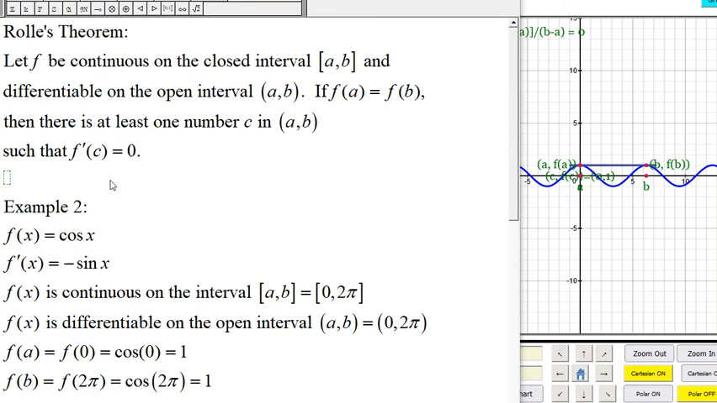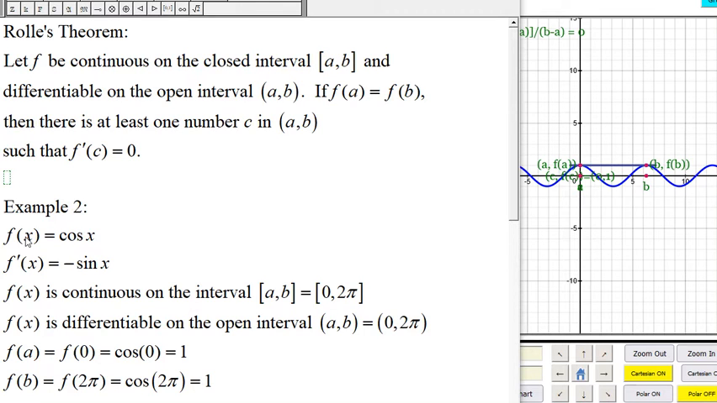In this example, we'll illustrate Rolle's theorem with the function f of x equal to cosine of x. Rolle's theorem says that if we have a function that is continuous on the closed interval [a, b] and differentiable on the open interval (a, b), and if f of a is equal to f of b, then we can find at least one number c in the open interval (a, b) such that the derivative at c is equal to 0.